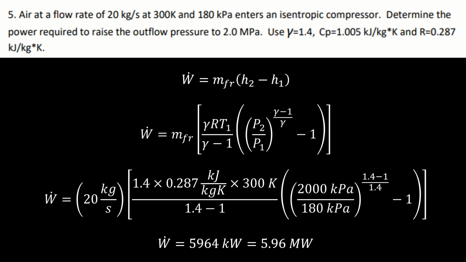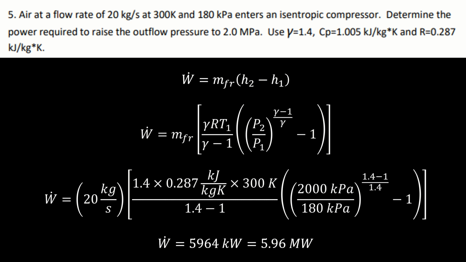Now, question 5. Air at a flow rate of 20 kilograms per second and 300 Kelvin and 180 kilopascals of pressure enters an isentropic compressor. Determine the power requirement to raise the outflow pressure to 2 megapascals. And of course, for air, we have our various thermodynamic parameters of gamma, isobaric specific heat capacity, and our gas constant.